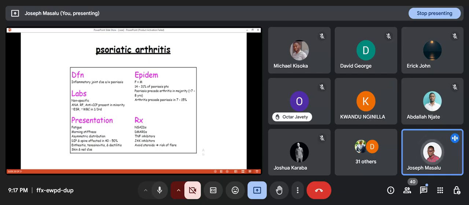So treatment, you just give NSAIDs and you start DMARDs. I started her on methotrexate, but other medications can be used, like TNF inhibitors if available, and if not available or expensive, JAK inhibitors. But of importance, avoid the steroids. It's so easy to jump to steroids, but you should avoid it, because if you give this patient with psoriatic arthritis steroids, there is a risk of flare.